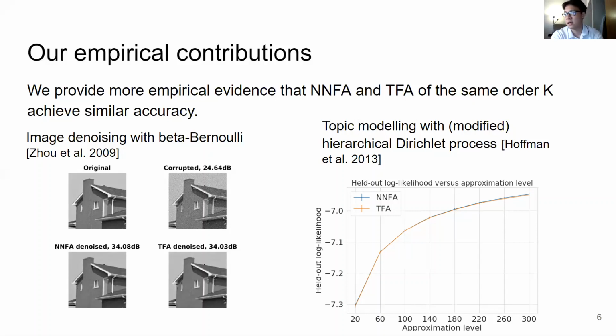To summarize, we provided the first non-asymptotic error bounds for NNFA approximations of completely random measures. Although we see worse theoretical performance for NNFAs relative to TFAs, our experiments show that both perform similarly in practice. We believe that the approximation error due to variational inference or Markov chain Monte Carlo swamped the approximation error for the CRM itself. Thank you for your time.